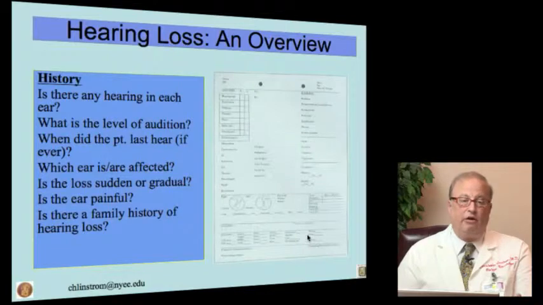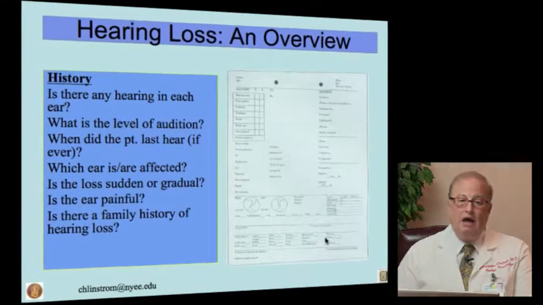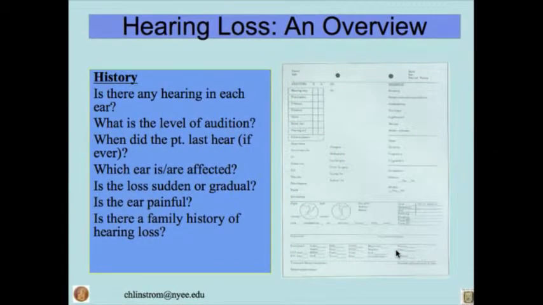The history for hearing loss is the same as the history for any part of deductive reasoning in medicine. What is the chief complaint? When did it start? Is it one side? Is it two sides? When did the patient last hear well? In children especially, do you think the child ever heard well in each side? Was it sudden or gradual? Is there pain involved? Is there a family history? There are many other questions which are tailored to the complaint at the time the history is taken.